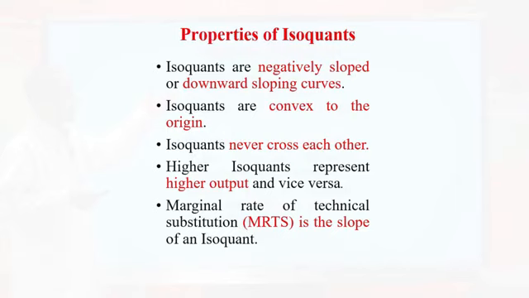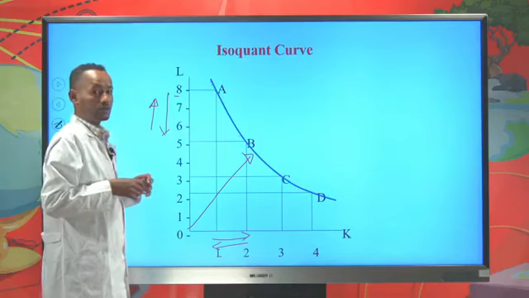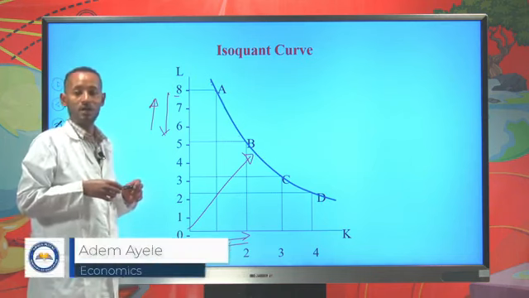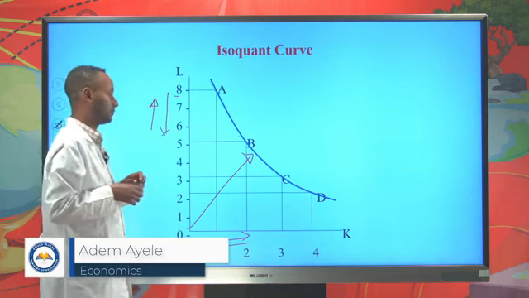Another property of isoquants is that they never cross each other. Cross-secting isoquants indicate that there is inconsistent employment of the variable inputs, labor and capital.